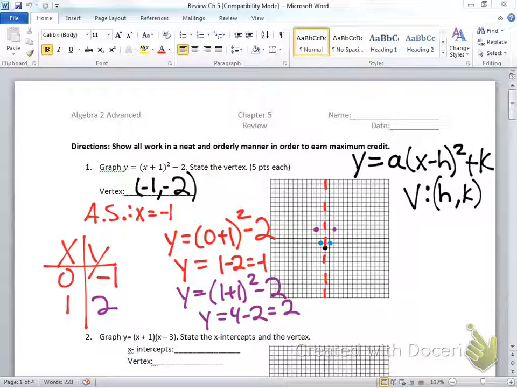Where do you get the 2? 1 plus 1 is 2, and then 2 squared is 4. All right, now that I have those points, I can connect them, and I am good to go.